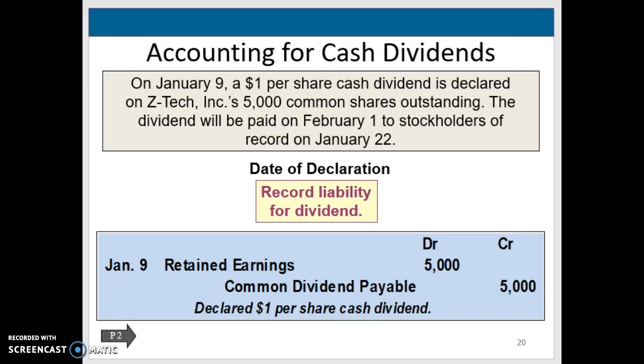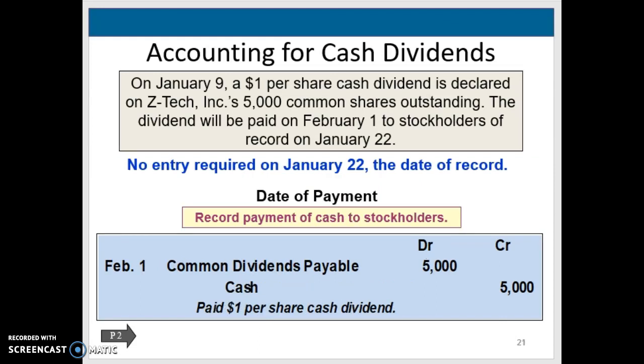Dividends are paid out of retained earnings. Retained earnings normally has a credit balance. So to reduce retained earnings, we're going to debit retained earnings. We're going to credit that liability account, common dividend payable, for that amount of $5,000 that comes from $1 per share times 5,000 shares.